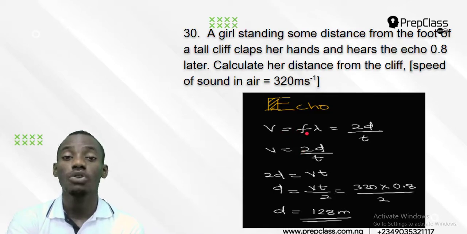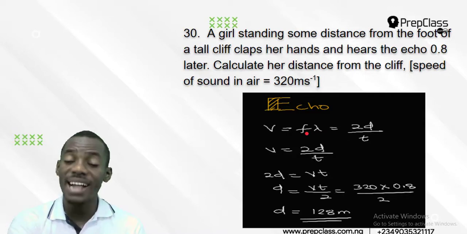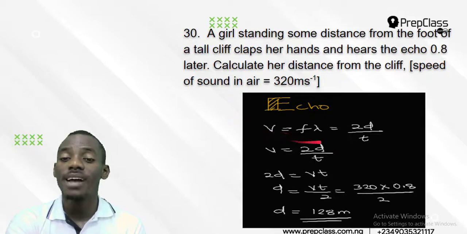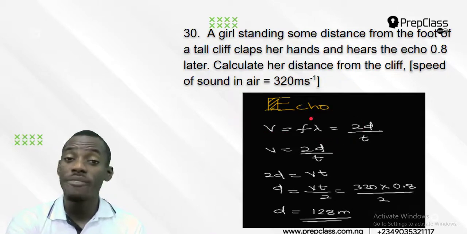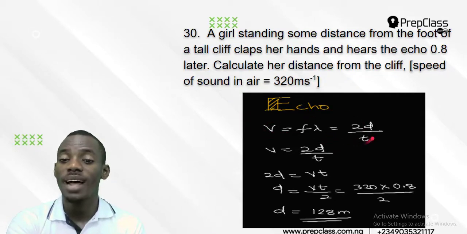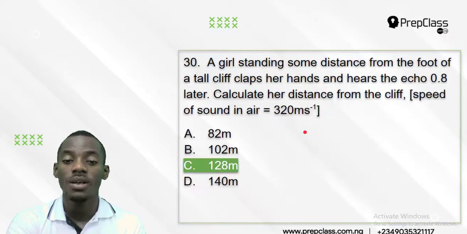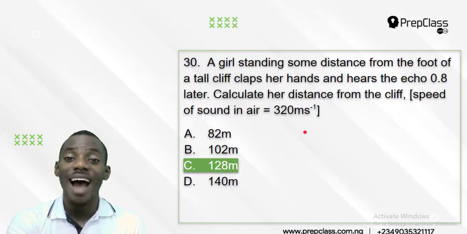And that is how to solve any question on echo. In fact, this formula can solve anything on echo. I'll repeat again, this formula can solve anything on echo in physics. Please take note of these two formulas. You can either use this one or this one, depending on what you have in your question. And that gave me my answer for 30 as C.